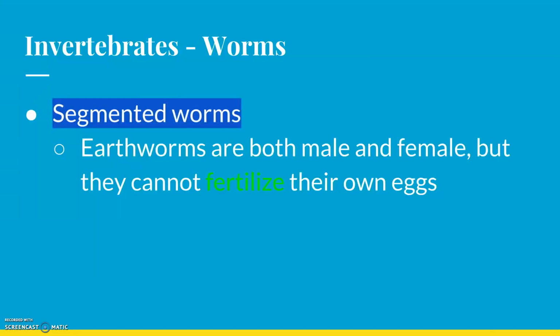Earthworms have regressed or gone back a little bit. They are both boys and girls, males and females, but they cannot fertilize their own eggs. So they still have to pick a gender, and then they have to go find a partner somewhere. So maybe the earthworm wants to be a girl today and wants to make babies, so she has to slither somewhere and go find a boy worm, and they gotta kiss and then make some little babies.